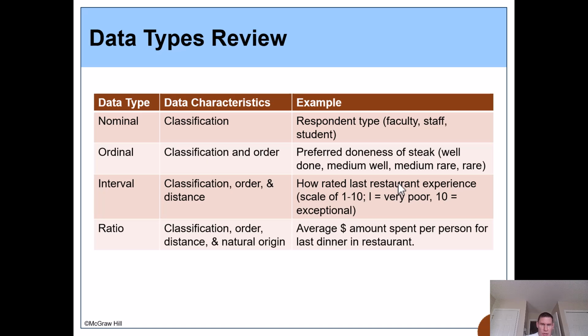Interval, classification, order, and distance. So how you rated your last restaurant experience on a scale of 1 to 10, 1 being very poor and 10 being exceptional. And then ratio, classification, order, and natural origin. Those could all be ratio. And then the average dollar amount spent per person for the latest restaurant dinner.